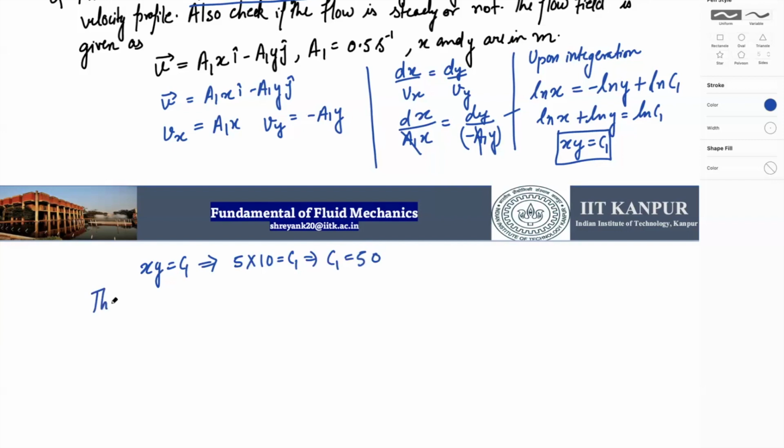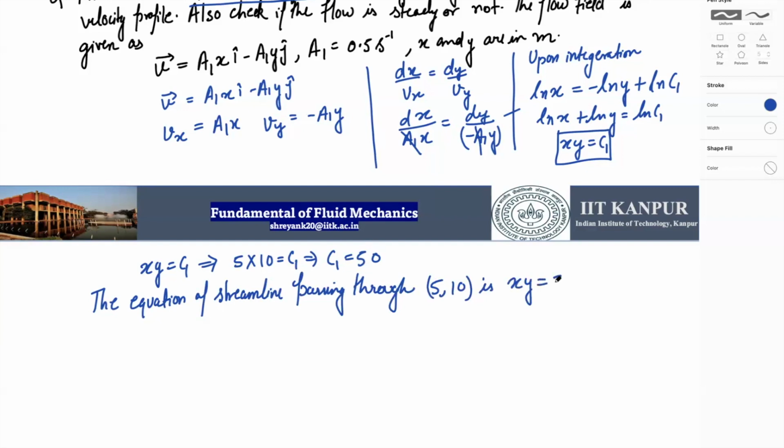So the equation of the streamline passing through 5 comma 10 is xy is equal to 50. So this is the answer.